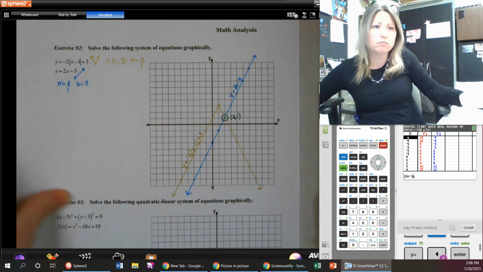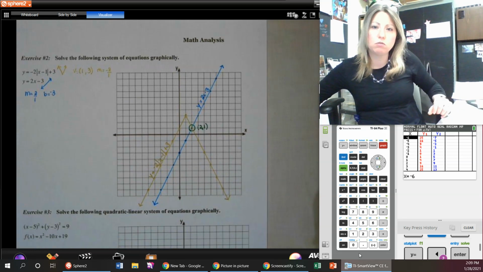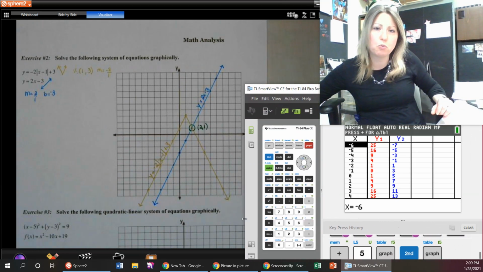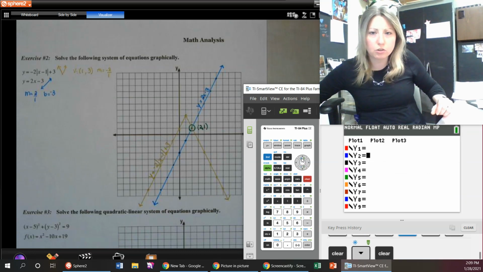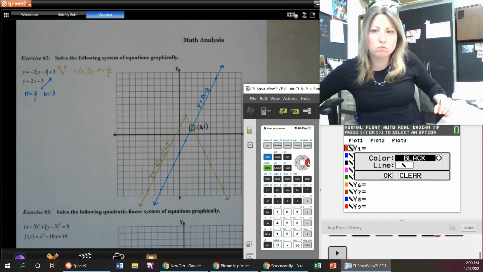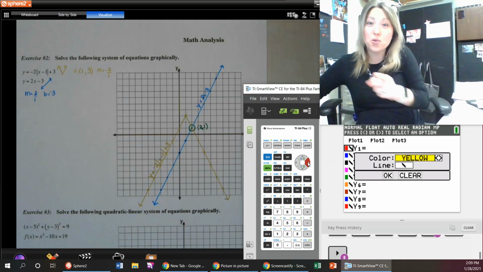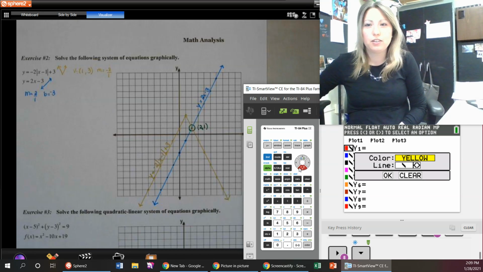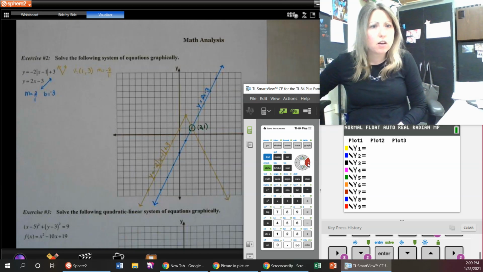Let me pull my graphing calculator back out. Use your graphing calculator to get those points. Why not? Go up to y equals, get rid of these because we're done with them. Y equals, I can make this yellow. Okay, make it yellow. There we go.